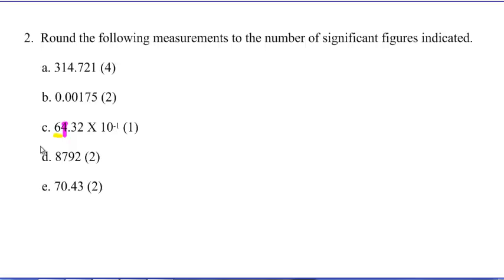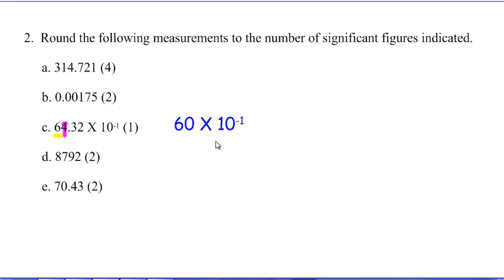On this one, we only want one significant figure. In letter C, underline the 6. The 4 is not high enough to round up the 6, so we have 60. I have to put the 0 in the answer because I don't have 6, I have 60, or 60 times 10 to the negative first.